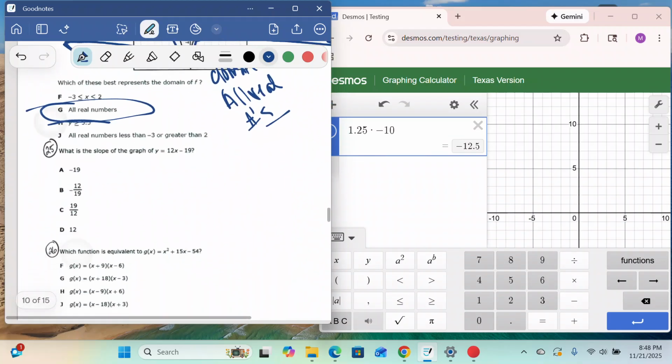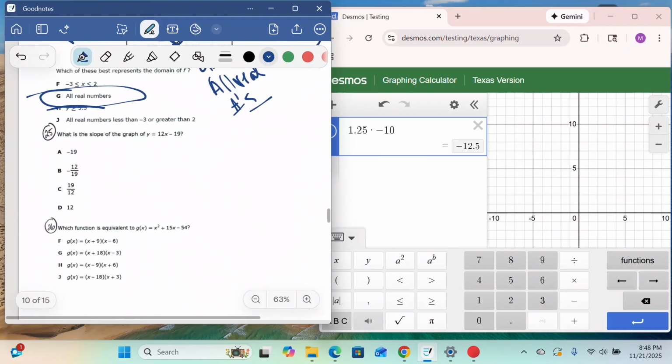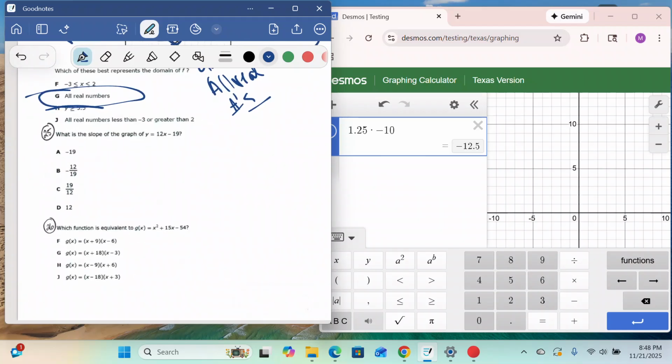So you might want to try number 25 and 26 next. What is the slope of the graph of y equals 12x minus 19? Go ahead and find the slope. And of course, number 26, which function is equivalent to g of x, x squared plus 15x minus 54. They give you everything there, and all you do is input that into Desmos. So you can pause it, try those two problems, and see if you get the right answer.